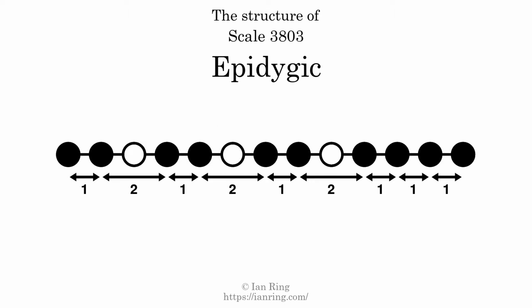The structure of a scale is a description of the interval distance between each successive tone. This scale has a structure of 1 2 1 2 1 2 1 1 1.